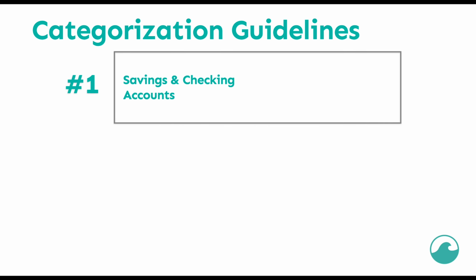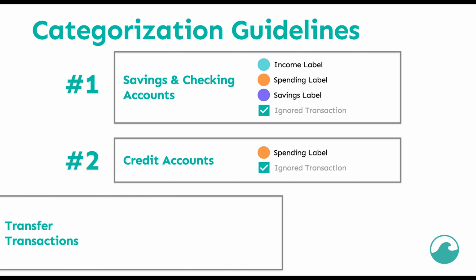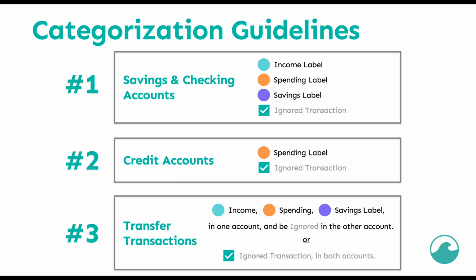Savings and checking account transactions can be categorized by any label, including income, spending, or saving, or they can be ignored. Number 2. Credit account transactions should all be categorized with a spending label, or they can be ignored. Number 3. Transactions that are transfers between accounts should be given a label in one account only and ignored in the other, or these transactions can be ignored in both accounts.